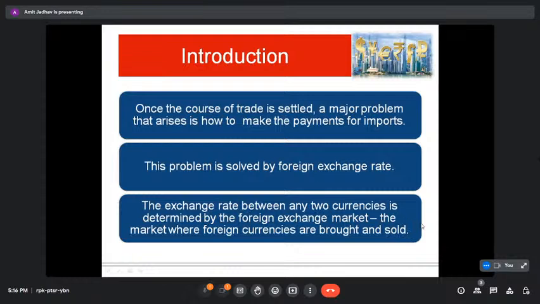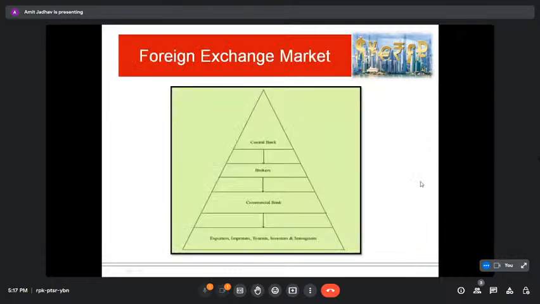So basically, the exchange rate between different countries' currencies is fixed in the foreign exchange market, which is known as the market where foreign currency is sold and bought. In the foreign exchange market, there are main participants. First, we have the central bank. In our case, the RBI is our central bank. Similarly, each and every country has some central financial organization which regulates the foreign exchange market.